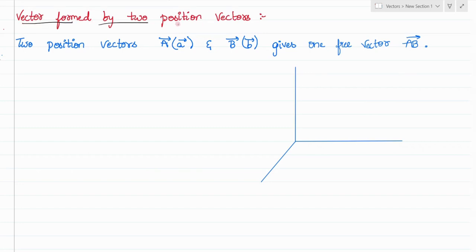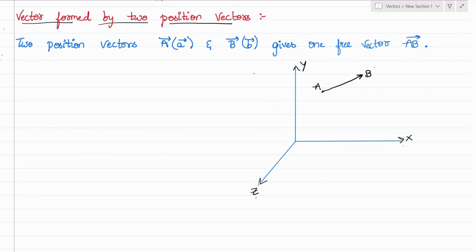Vector formed by two position vectors. So here are the axes. One is x, one is y, and one is z. Now let's take a vector AB. A will be the initial point and B will be the terminating point. Now, how do we find the position vector of the AB vector?